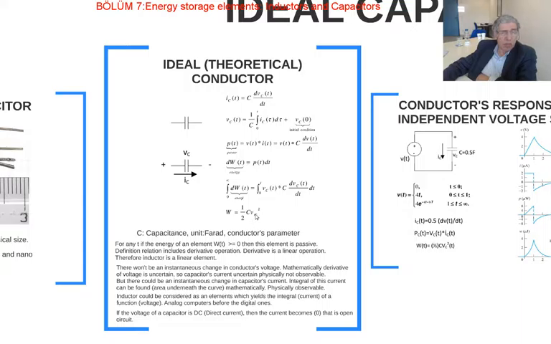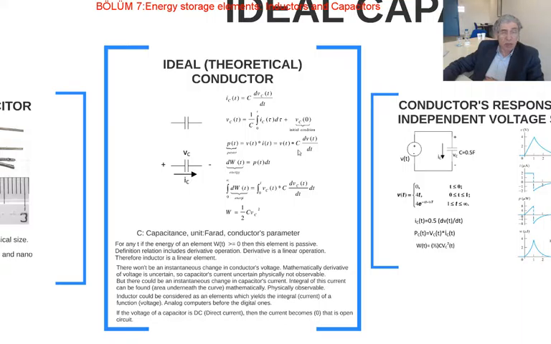Then Vc, wherever negative it is, since I'm going to get the square of it, it's going to be positive. So this equation here is always positive for every t. That means this element is a passive element. That is the definition relation of a passive element. What about linearity? We are saying it is a linear element also.